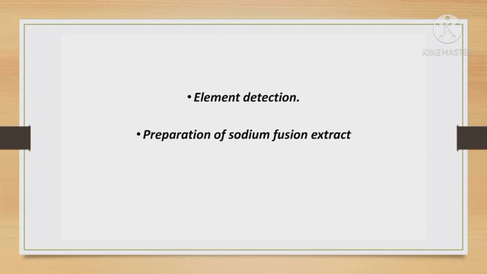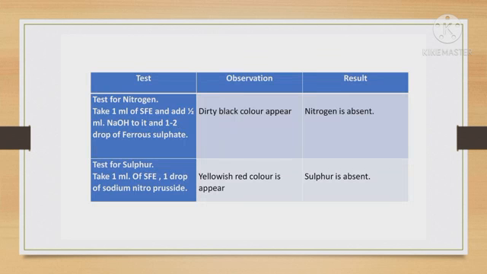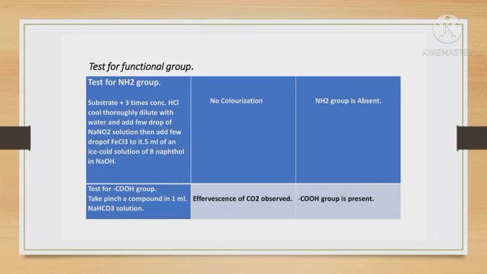Next point is detection of elements. Preparation of sodium fusion extract of the acid compound. Now consider the observation table. Test for nitrogen: take 1 ml of sodium fusion extract, add half ml of NaOH to it and 1 to 2 drops of ferrous sulfate. Result: nitrogen is absent. Test for sulfur: take 1 ml of sodium fusion extract, add 1 drop of sodium nitroprusside to it. Yellowish red color appears. Result: sulfur is absent.